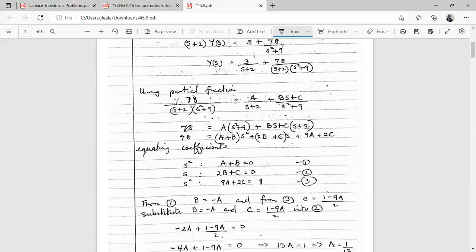And then if you equate coefficients, right? The coefficient of s squared is A plus B, and on the left-hand side, the coefficient of s squared is 0. So A plus B is 0. The coefficient of s is 2B plus C, and on the left-hand side the coefficient of s is 0. So you have 2B plus C is equal to 0. And finally, the constant on the right is 9A plus 2C, and the coefficient on the left-hand side is, well, initially we had it as 1, right?